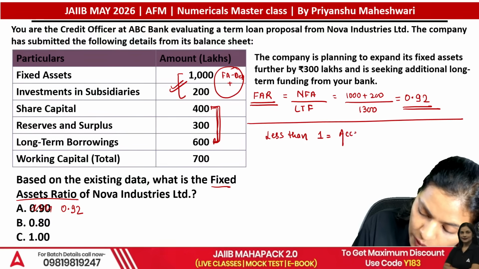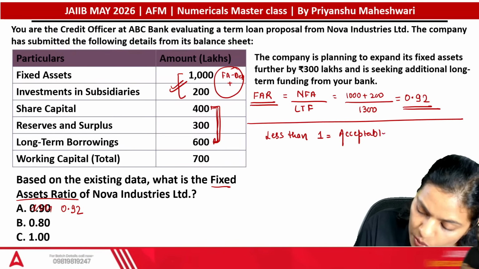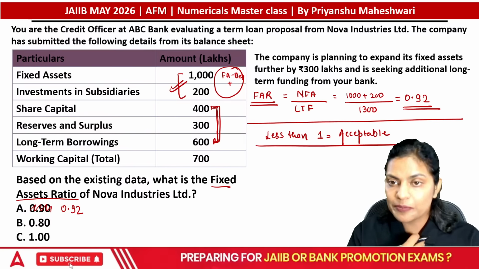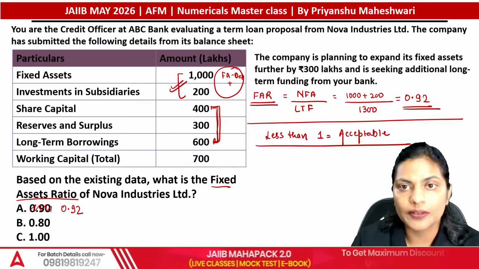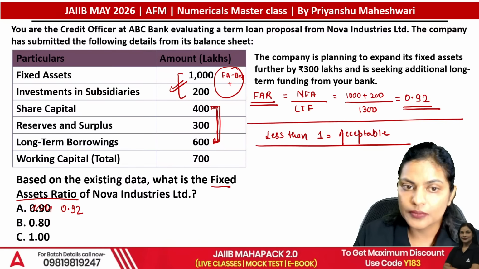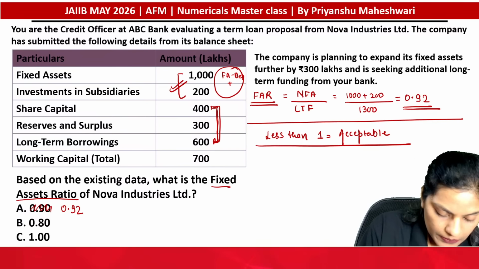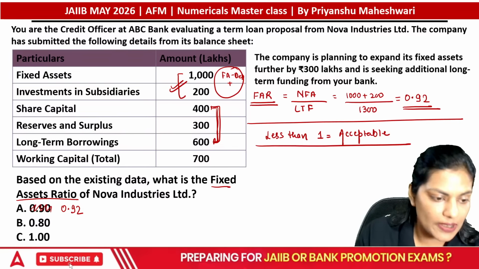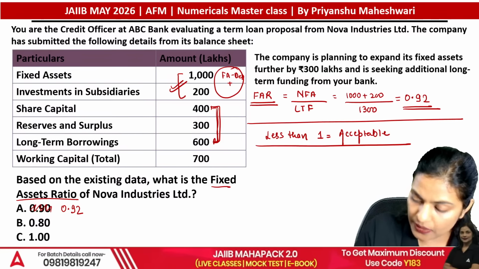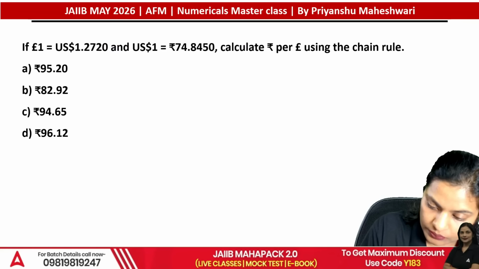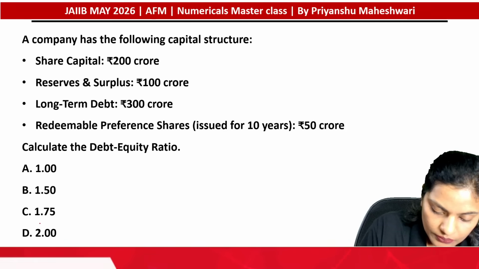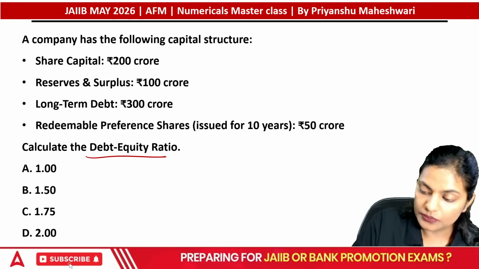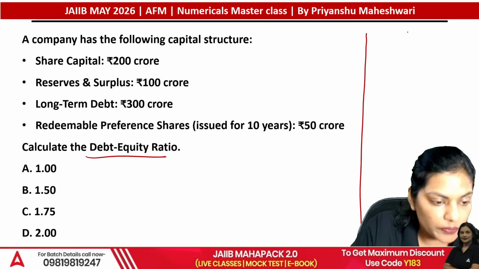That means some fund would have been also used from long-term sources. Long-term sources have been used for funding our asset. That is the right thing. Correct? Always my long-term sources or long-term fund should be more than the fixed asset. Correct? Then calculate debt equity ratio.